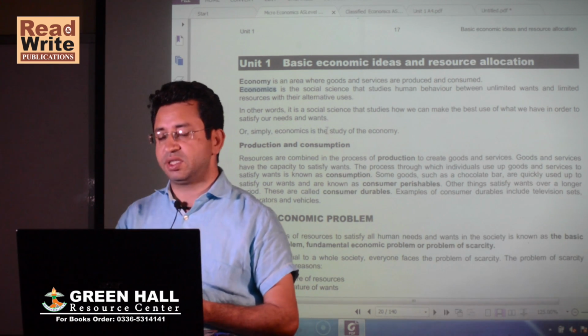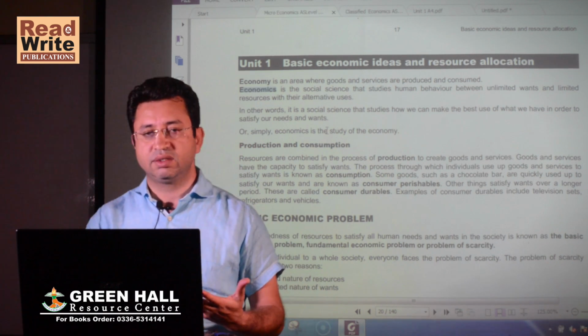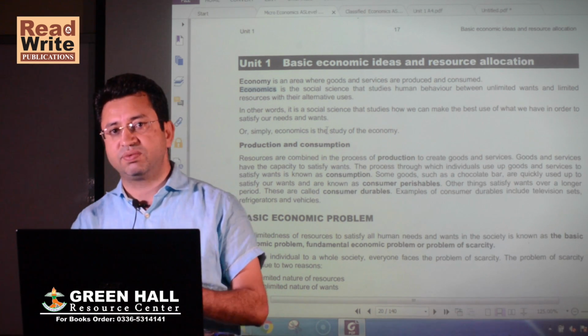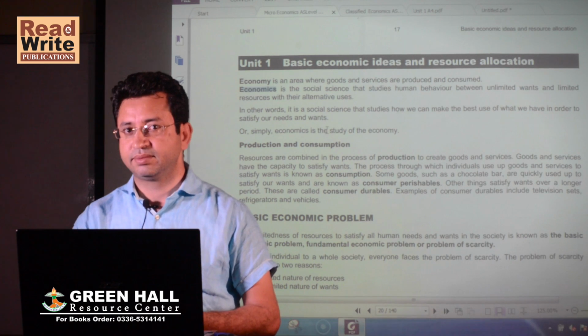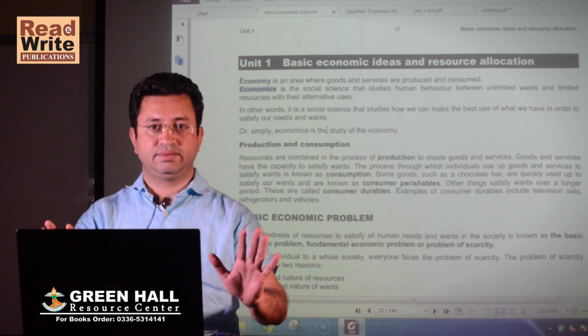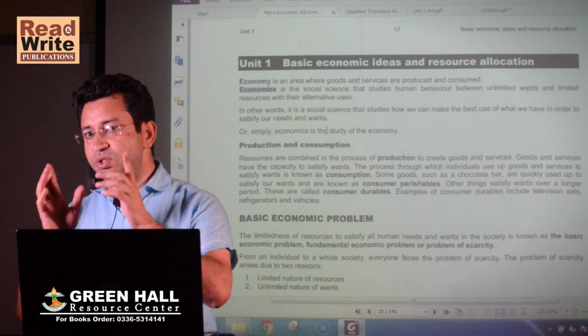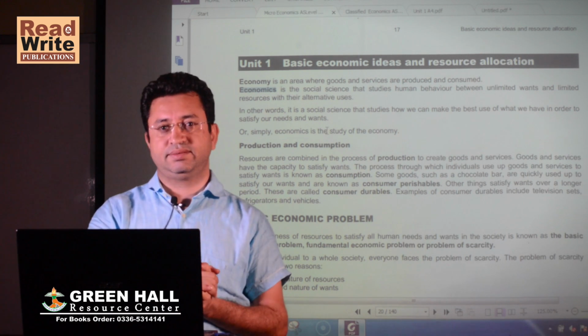There are two definitions. One is a simple, common sense one. You can get it by your own guesswork. And the second is more formal. First, we need to go for the common sense one. You know what economy is: an area where goods and services are produced and consumed. Okay, can you guess what economics is?